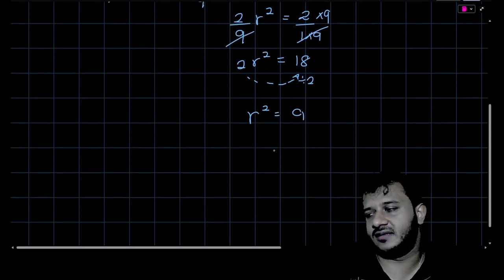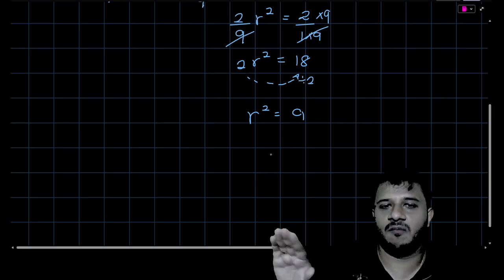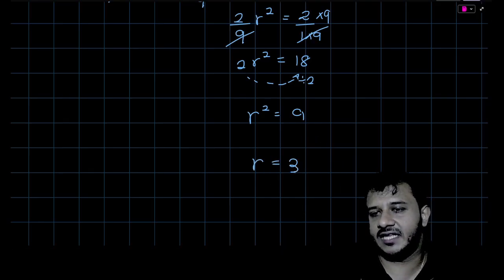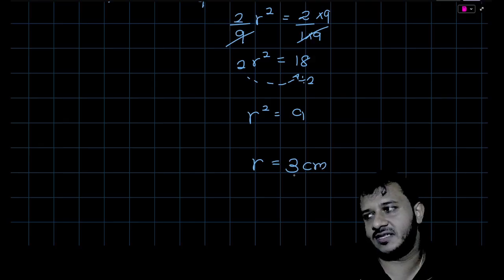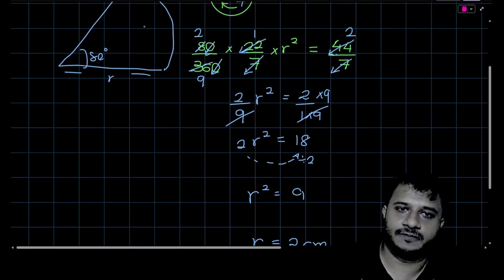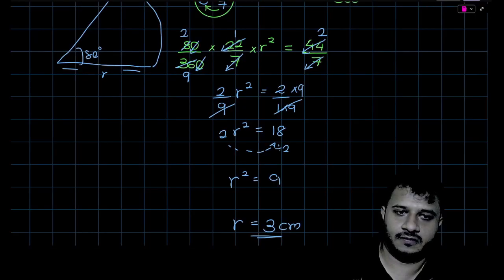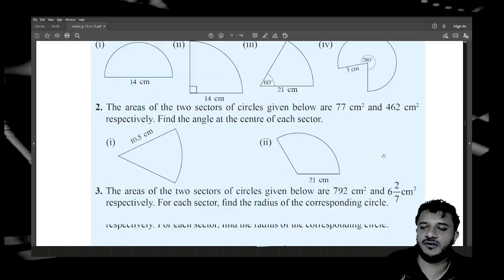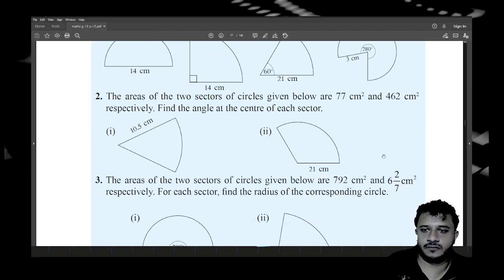This is a length. Some length squared is 9. That means what is that length? Definitely it's 3. 3 centimeters is the radius. Got it? All good? Alrighty. Anything else under 6.1? Everybody good?